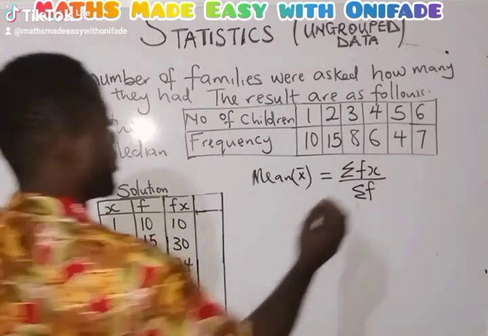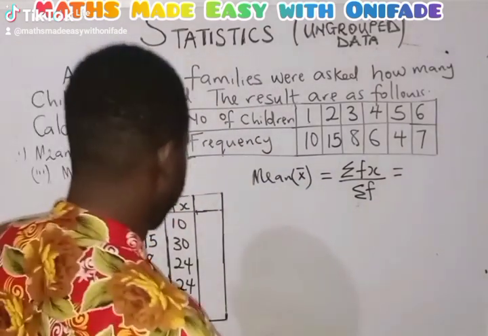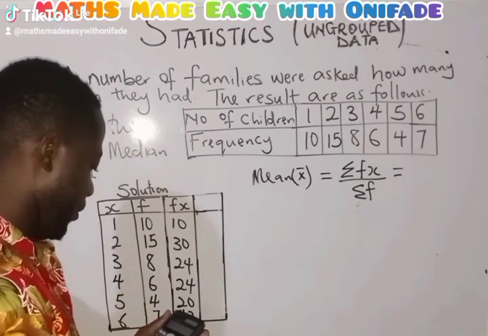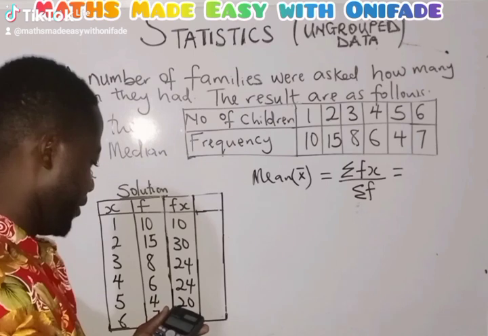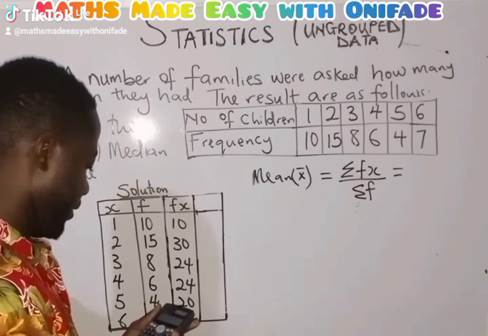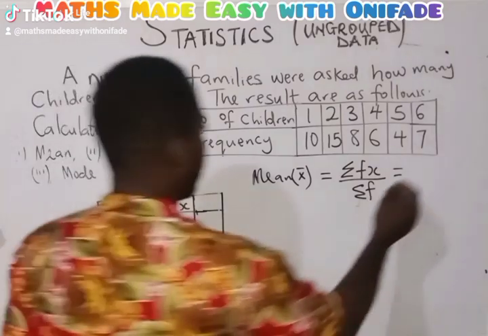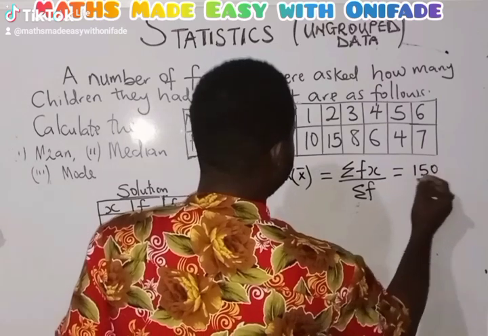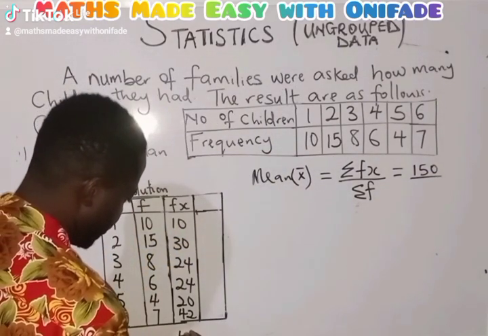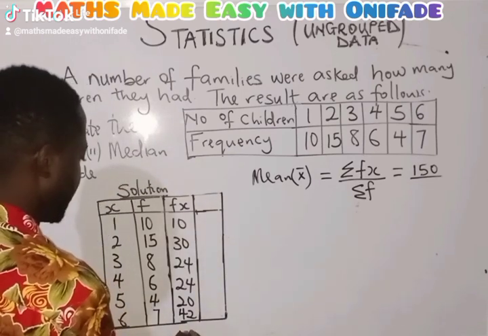Now, we need our summation fx, which means we are going to add all these fx together. And I'm going to say 10 plus 30 plus 24 plus 24 plus 20 plus 42. And that's going to give me 150. That means my summation fx, the total here, which is the addition of fx, is going to give me 150.